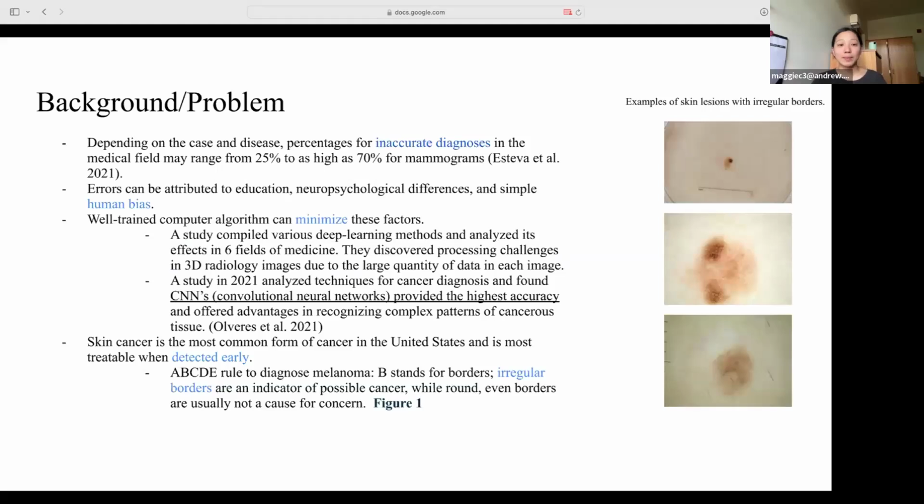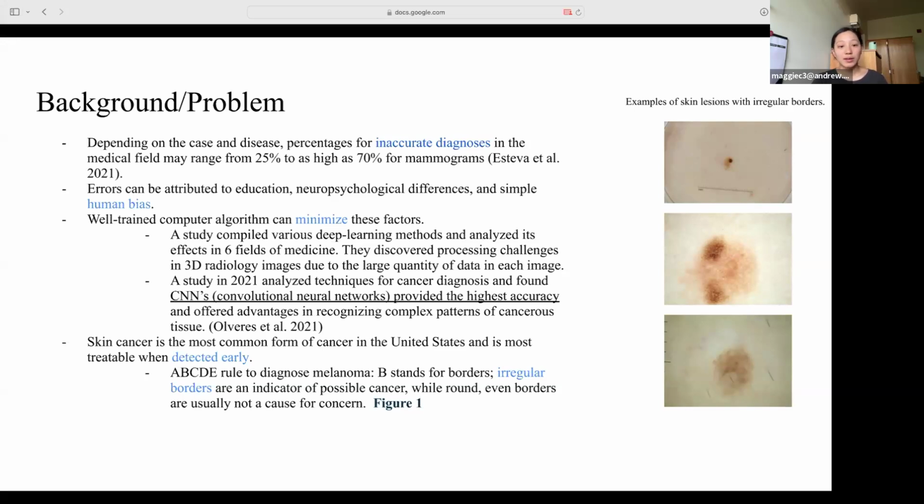So a little bit more about the background and the problem of the paper. Depending on the case and disease, percentages for inaccurate diagnoses in the medical field may range from 25% to as high as 70%. And ever since these errors were discovered, the percentages have remained around the same. These errors can be attributed to differences in education or something as simple as human bias, which we all have. However, a well-trained computer algorithm can minimize these factors.